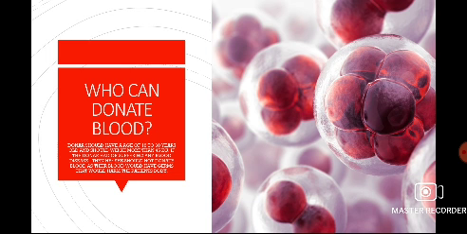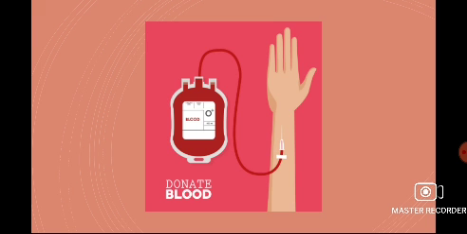Let's see who can donate blood. Donors should be of age 18 to 60 years and should weigh more than 45 kg. If the donor has or is suffering from any blood disease, then he or she should not donate blood, as their blood would have germs that would harm the patient's body. This is a picture showing you how blood is donated.